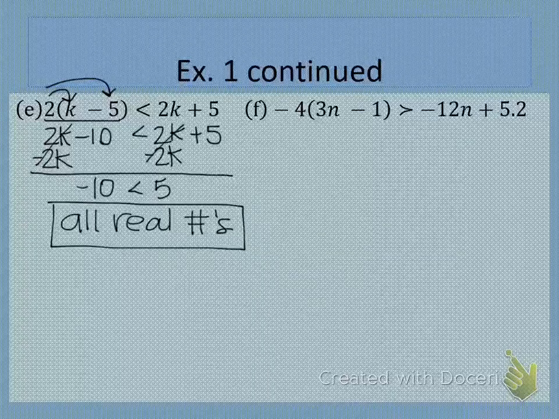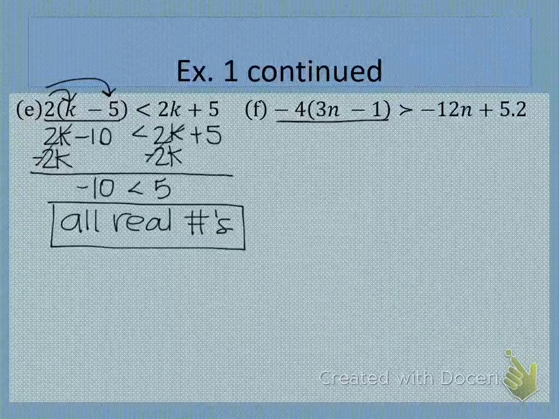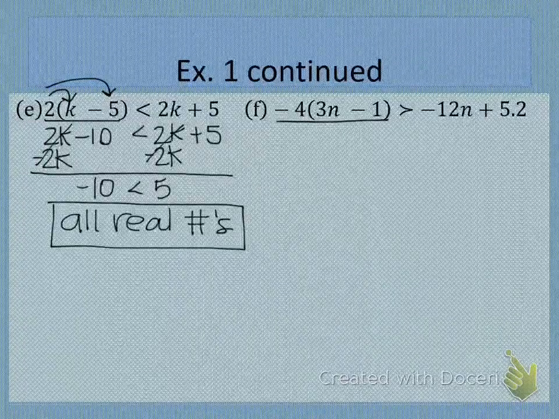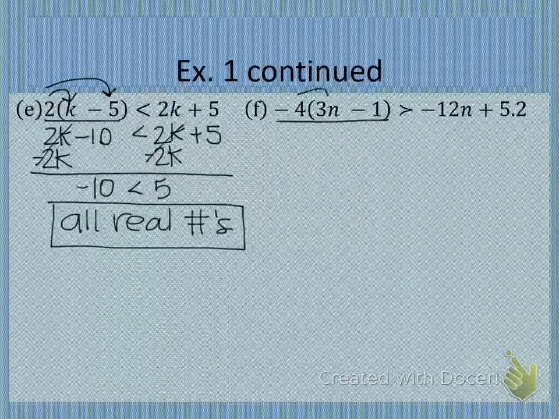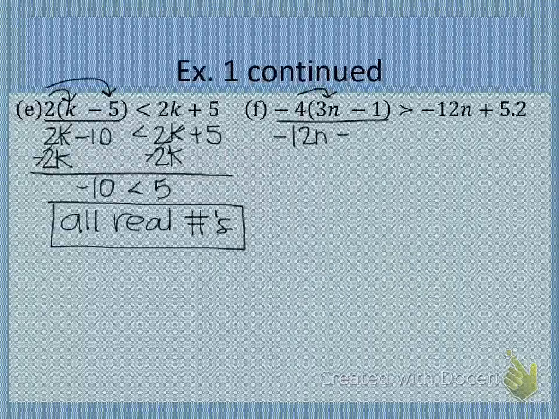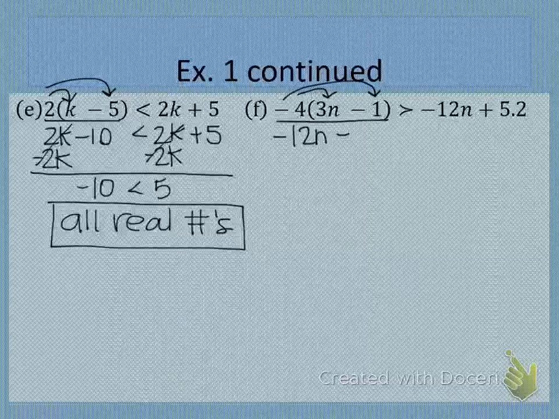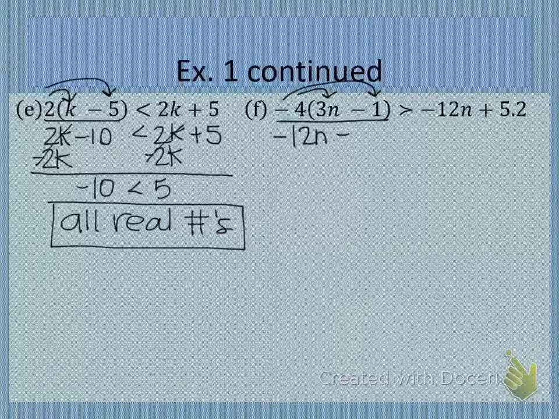Let's look at letter F. All right. Again, right off the bat, what do you see that we've got to do? Distribute. All right. Now be careful with this one. What do we get when we distribute a negative 4? We get negative 4 times 3n is what? Negative 12n. Now you guys know with me, I always go ahead and bring down the sign. But be careful because now it's negative 4 times 1. What's negative 4 times positive 1?